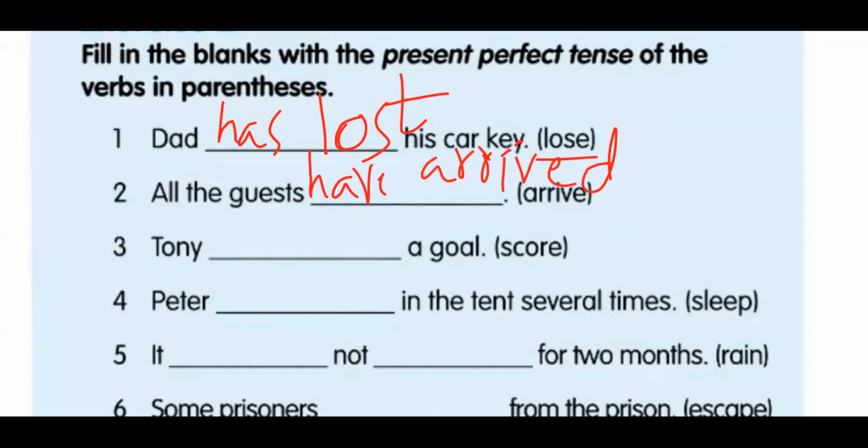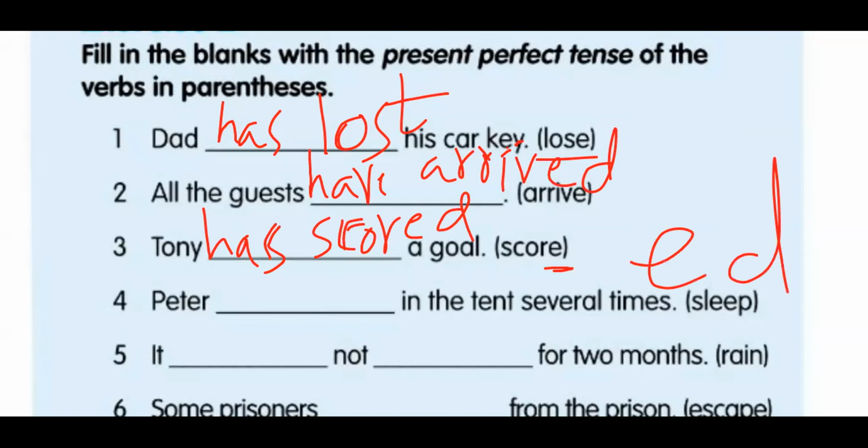Next one. Tony dash. Has scored. Score will become scored. And you have seen one thing over here, right? Score already has an E, so I didn't add one more extra E and D. Only I added D. In scored, be careful. We didn't add any extra E, because it already has an E, so we added only D over here.